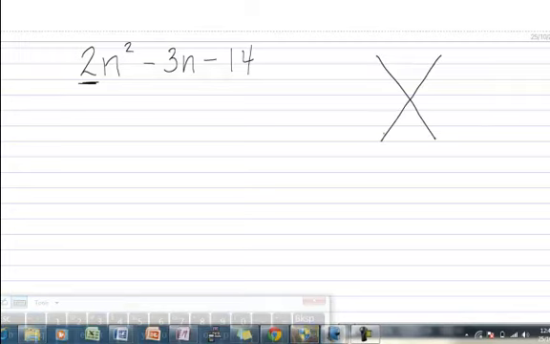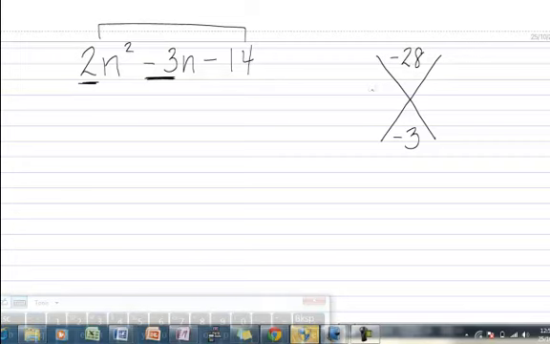You make a cross as such, and you think of two numbers that, when they multiply, will get you 2 times negative 14, which is negative 28. And what two numbers, when you add them together, would give you negative 3? So the negative 3 still stays, and the top number, negative 28, is by multiplying the a and the c of the standard form of the quadratic equation.